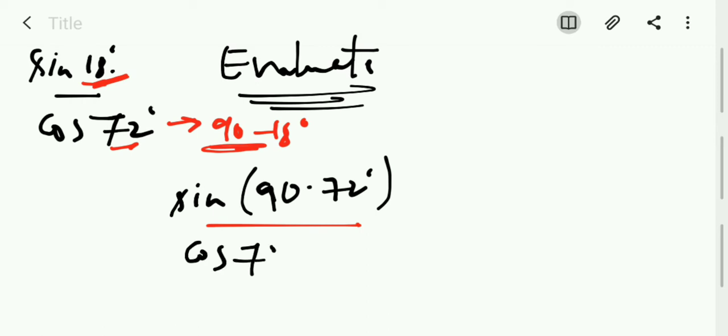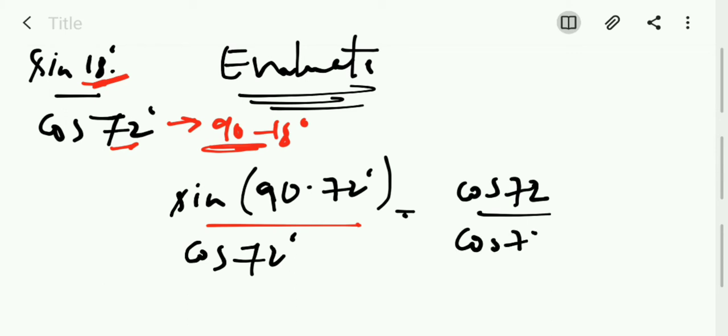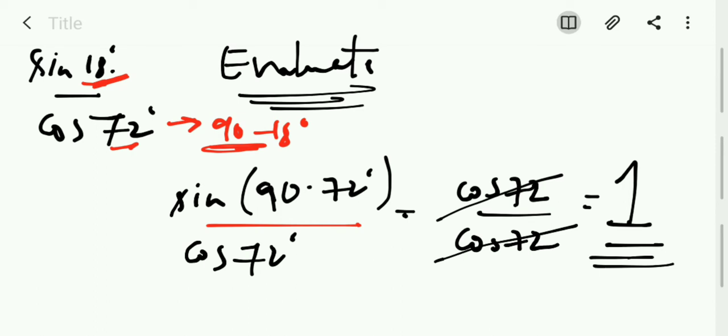Now I am replacing 18 by 90 minus 72, divided by cos 72 degree. Now what is sine 90 minus theta? It is cos theta, and in place of theta we have 72. This is cos 72 over cos 72, which cancels out. You get the answer as 1. Look at this, it's very simple, guys. I'm telling you, everything looks very simple as long as you know the basics thoroughly. Isn't it that simple?